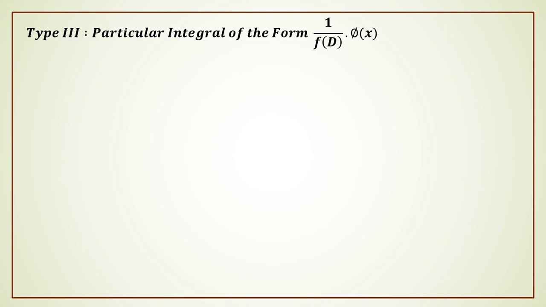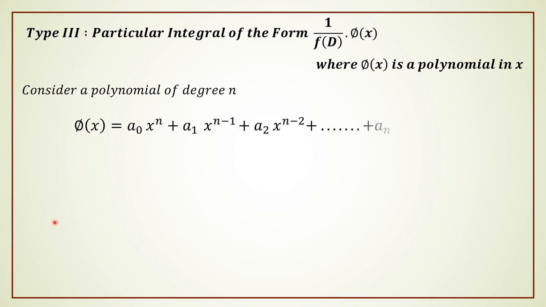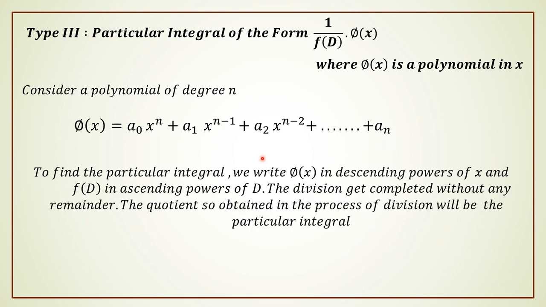Third type, that is to find the particular integral of the polynomial functions. Just consider a polynomial of degree n, which may be represented as phi of x is equal to a naught x to the power n plus a1 x to the power n minus 1 and so on up to an, where a naught, a1, a2 and an are constants.